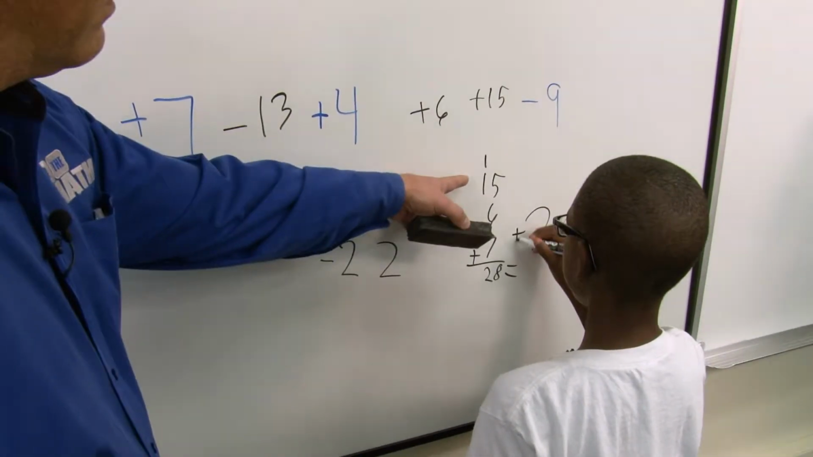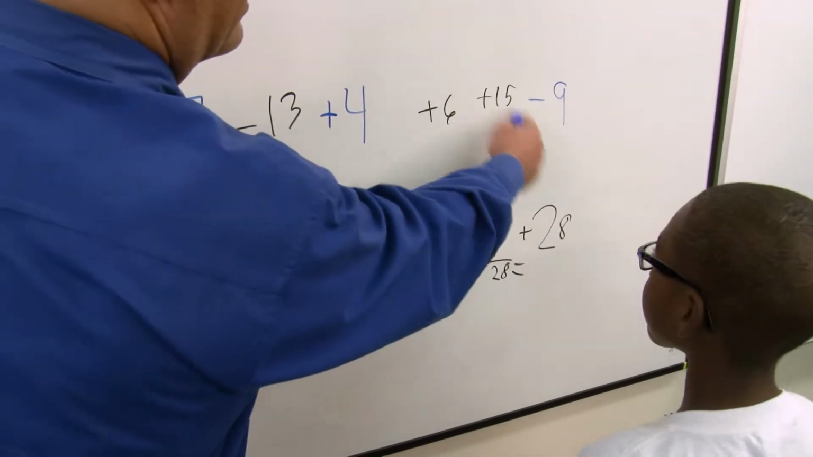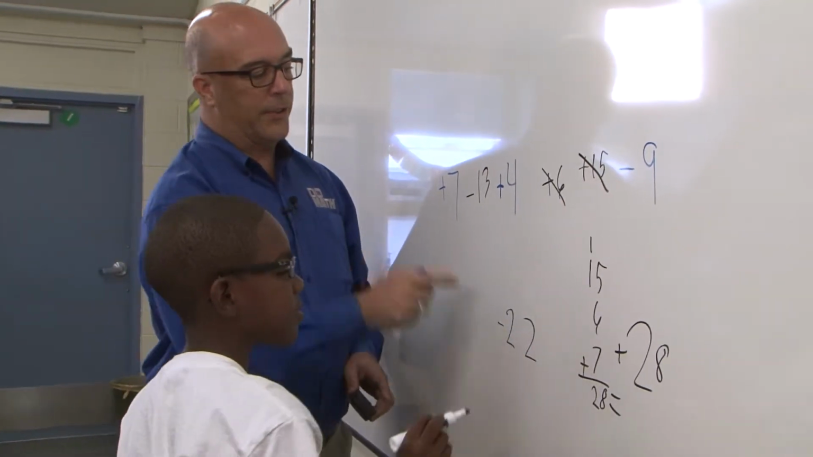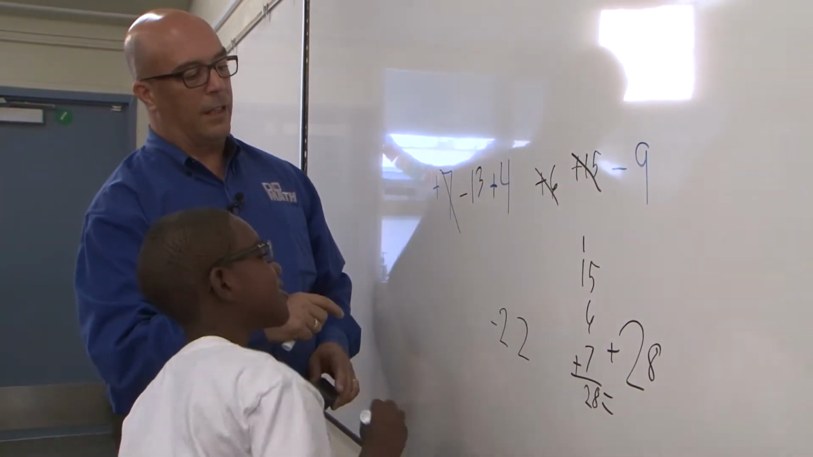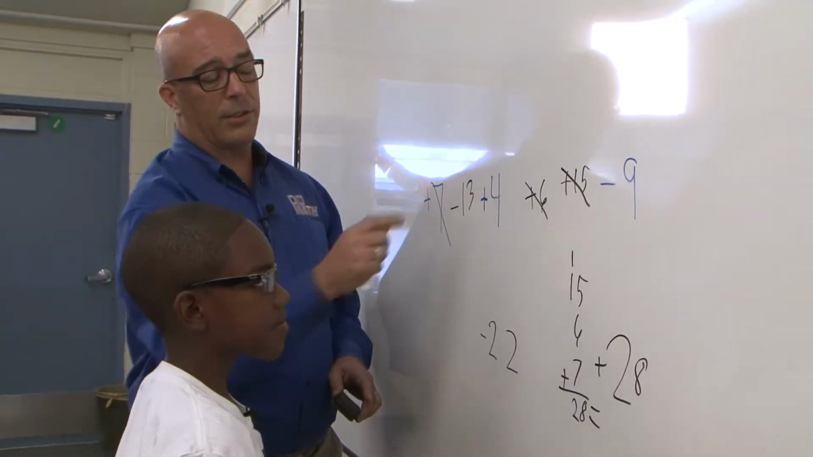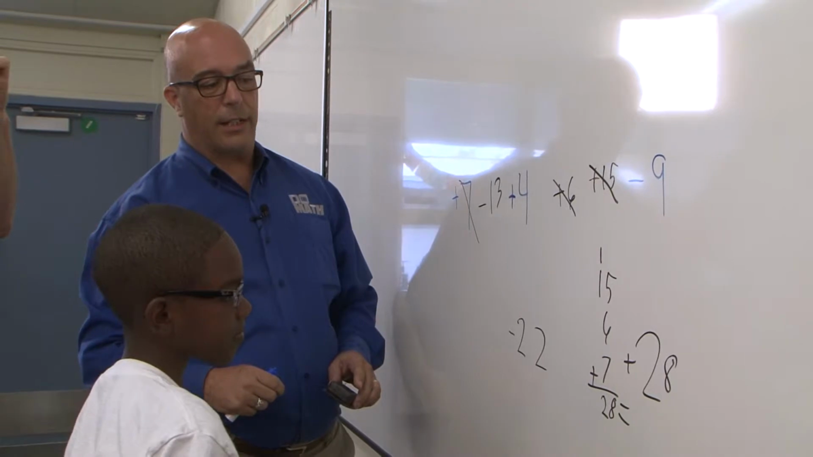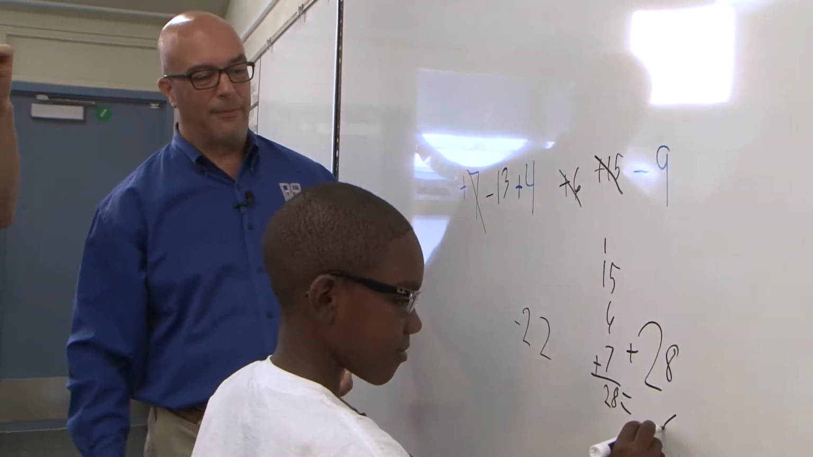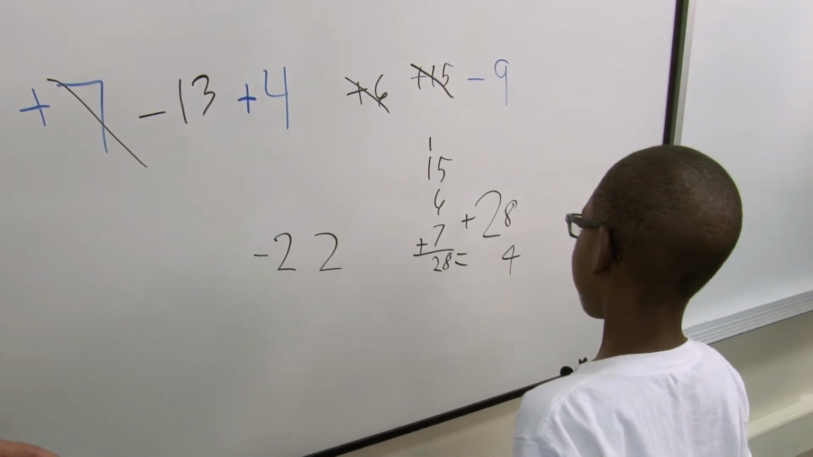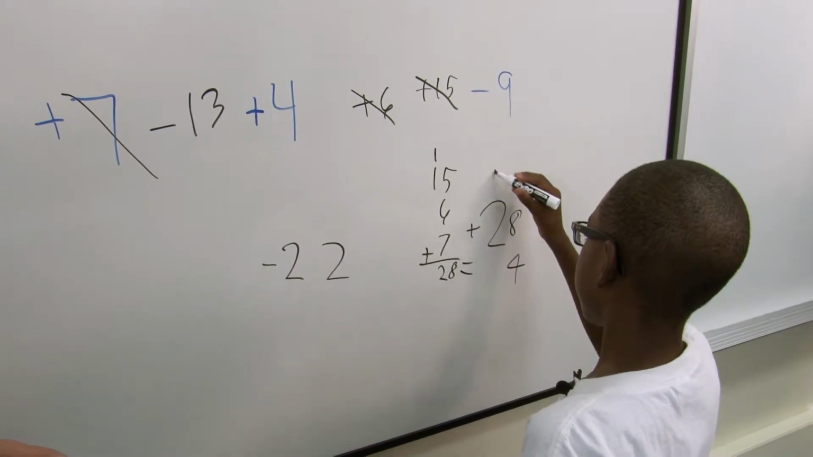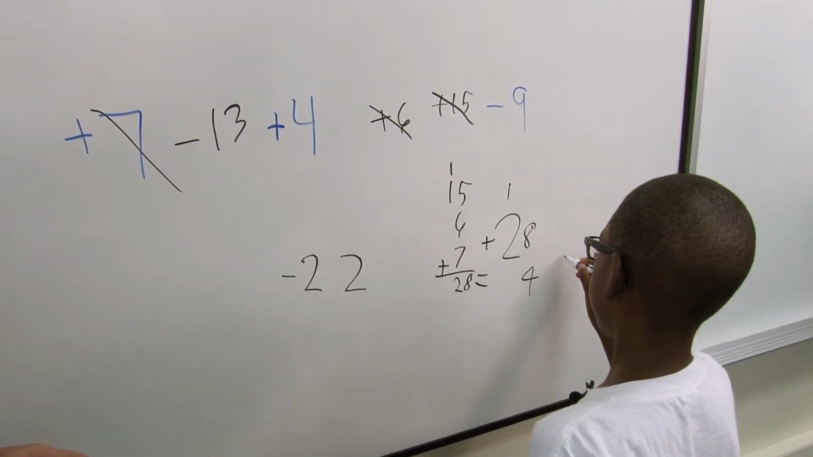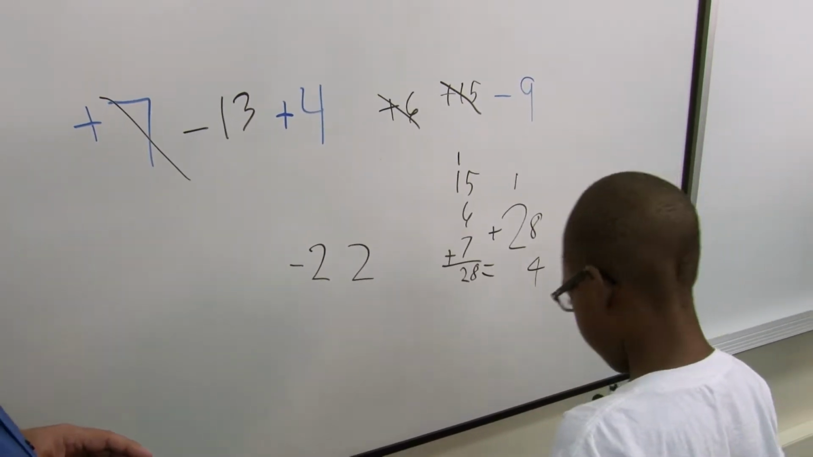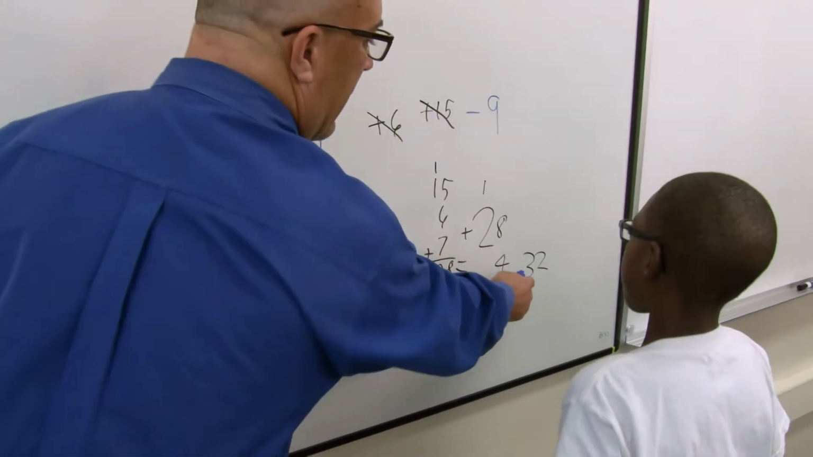So here, we had the 15. Why don't you cross out the 15? Just put a line through it. The 6, the 7, and we already did the 13 and the 9, so what's left? The 4. Okay, and where should that go? The positive. There you go. Just put it underneath that one and add it to that. So all of the positive numbers give us a positive 32.